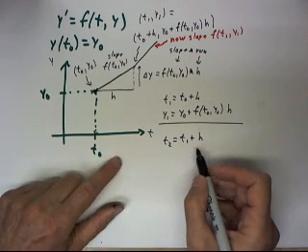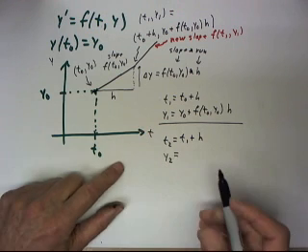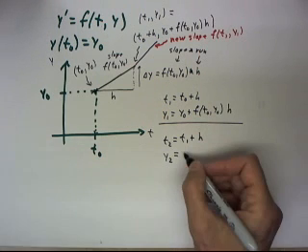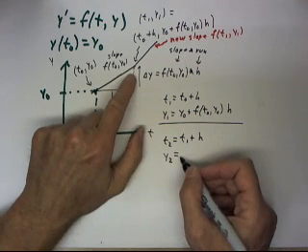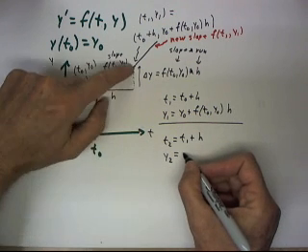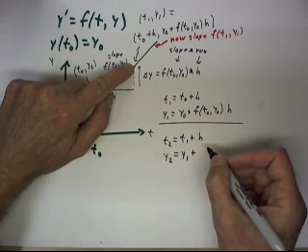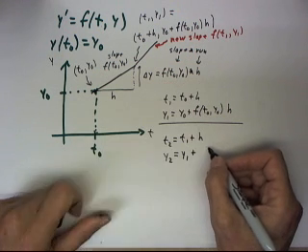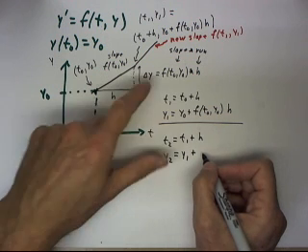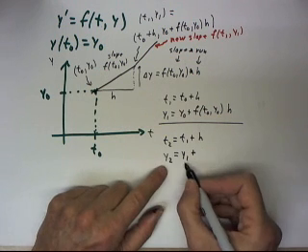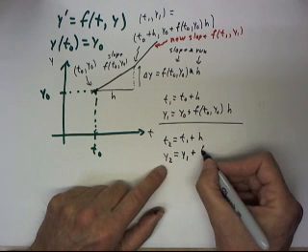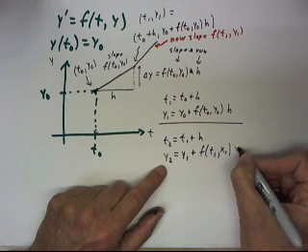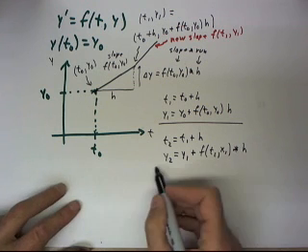And what's y2 going to be? Well, if we complete this triangle, come over h and up a new delta y, we're going to see that y2 is equal to y1, which is the coordinate of this point, plus what? The product of the slope and h. The rise equals the slope times the run h. So it's going to be y2 equals y1 plus the rise. The rise is f of t1, y1 multiplied by h.